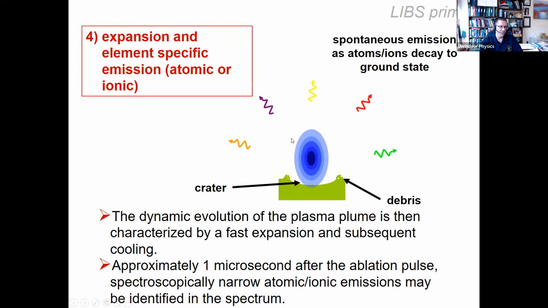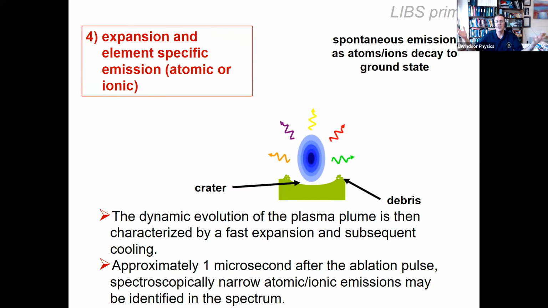So step 4 of this thing is the expansion and element specific emission. Like I said, it's really bright at the beginning. What we do is we wait for it to cool. It's actually so hot. It is like the sun, which just gives off a bunch of white light. It's not helpful. What we do is we wait some amount of time, like about a microsecond after that plasma, and then we look at it.